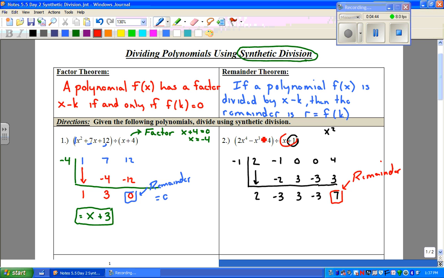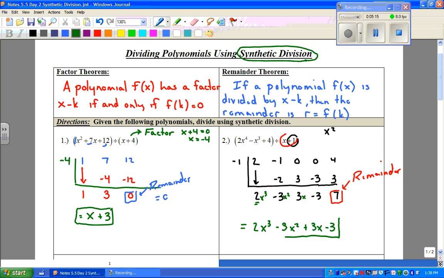Okay? But when we divided it out, what we end up with here is 2x to the 4th minus x to the 3rd plus 4 divided by x plus 1 is equal to, you start with this, and this is going to be your x to the 3rd power. So you have 2x to the third. And then we just keep working down. X squared, x, and then x to the 0 power. So you have 2x to the third minus 3x squared plus 3x minus 3.